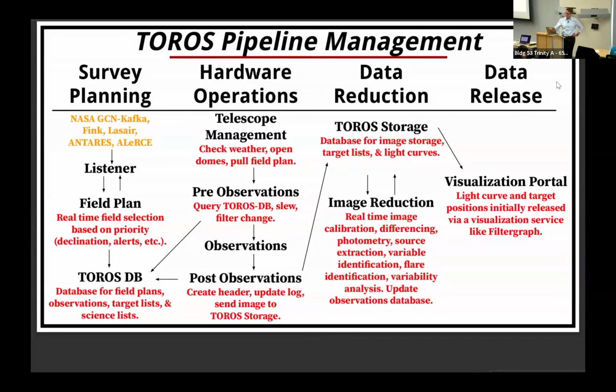That updates our field plan, which then updates our database and tells things like how the hardware pipeline will work to move the telescopes to a variety of sources. And then it does automatic post-processing of the images and then stores them. Our ultimate goal then is to put them on a visualization portal that folks can then use to look at specific targets. So all the data from Toros will be publicly available.